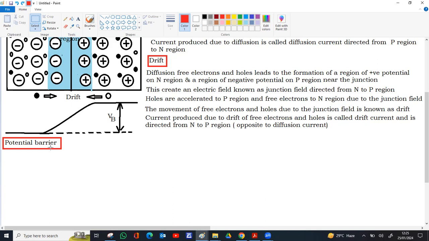For a silicon diode, generally the value is 0.7 volt, and for a germanium diode the value is 0.2 volt as the potential barrier for normal diodes.